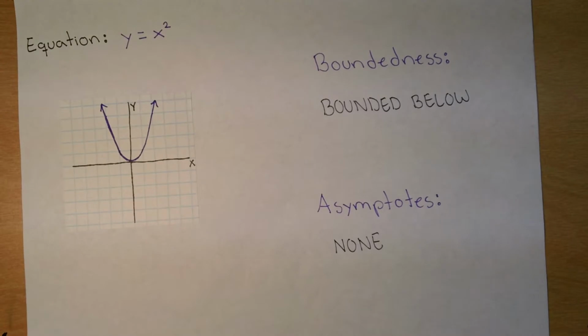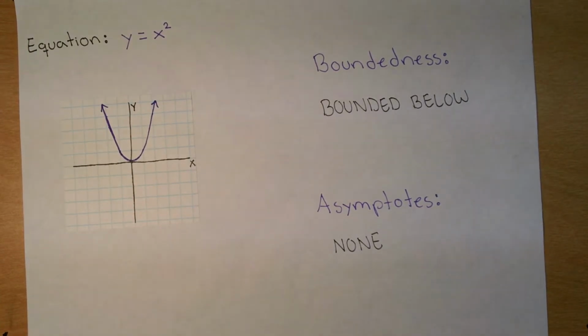Now we're going to talk about the boundedness and asymptotes of the quadratic function. As you can see, this function has an absolute minimum value. That means that it's bounded below and not above, because it keeps going in both directions. No asymptotes because the line just keeps going.